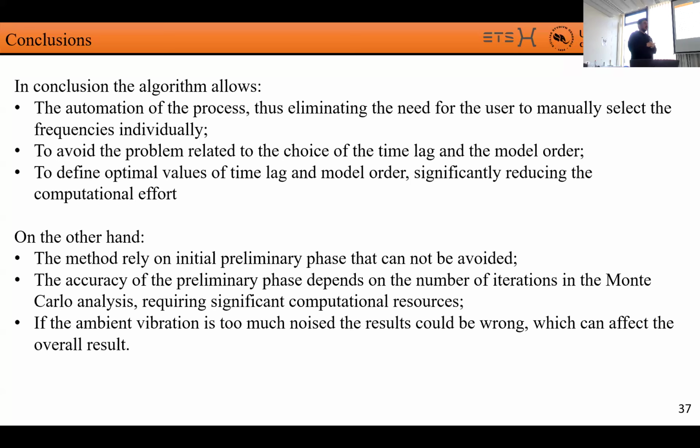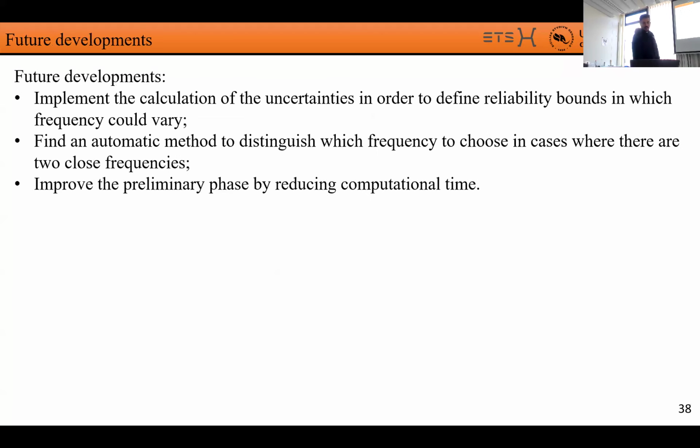The method relies on a preliminary phase that cannot be avoided. The accuracy of the preliminary phase depends on the number of iterations in a Monte Carlo analysis, requiring significant computational effort. Also, if the ambient vibration has too much noise, the results could be wrong, which can affect the overall results. As future development, I think to implement the calculation of uncertainties in order to define relative bounds in which frequency could vary. Also, find an automatic way to distinguish between cases with frequencies that are too close, because at the moment it is not automated.